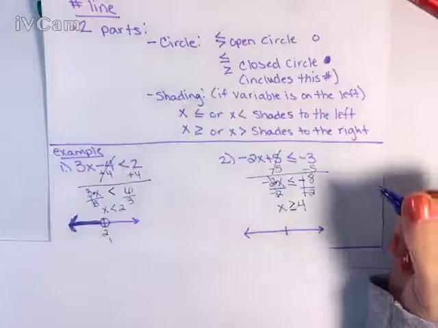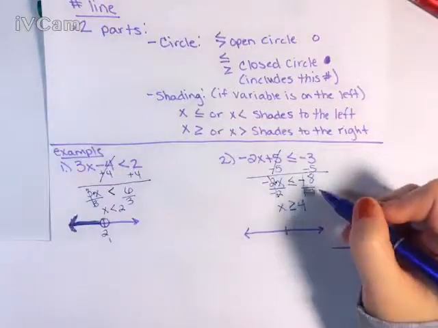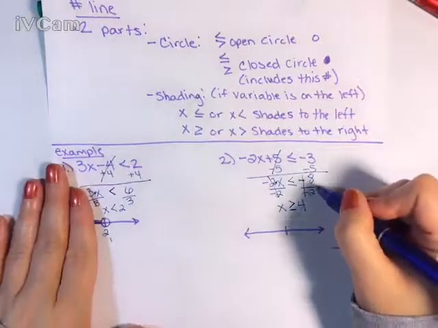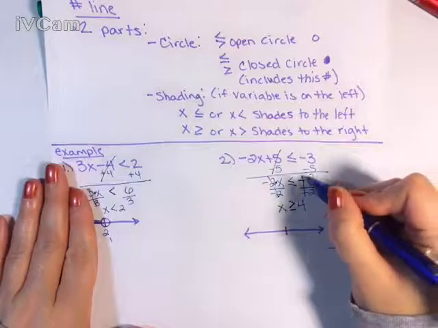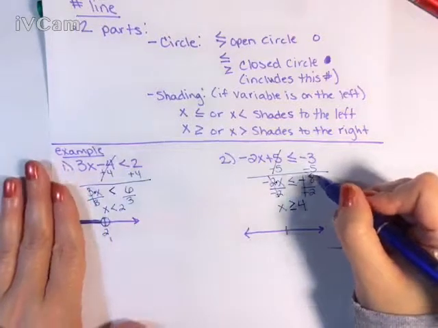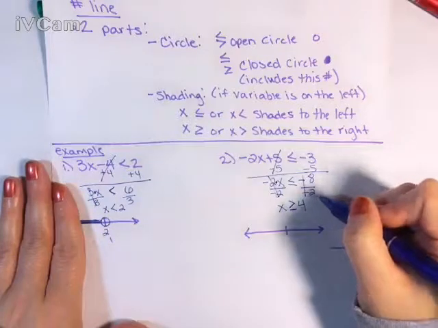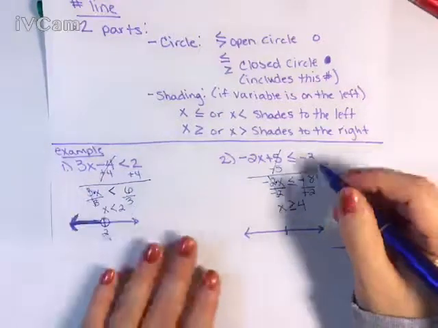And I want to clarify that the reason why we flip the inequality is because that bottom number was negative, not because of the top. The top can be positive or negative. That part doesn't matter, just the bottom part. If you divide by a negative, then you got to flip it.